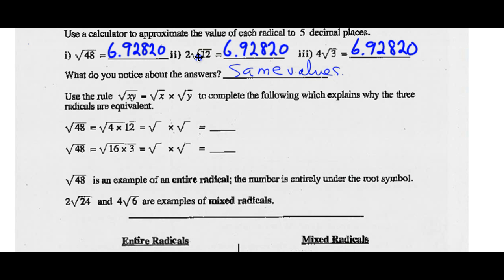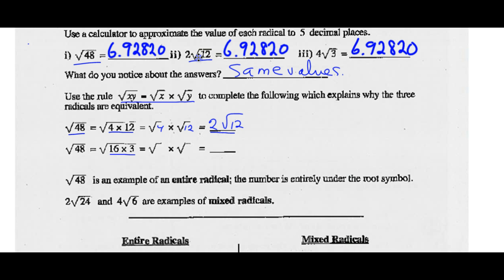Use the rule square root of xy equals radical x times radical y to complete the following, which explains why the three radicals are equivalent. Radical 48, well, 48 can be written as 4 times 12. And if I now use this rule, square root of 4 times square root of 12. And we know what the square root of 4 is. That's 2 square root 12. So radical 48 is the same as 2 radical 12. Yep, they got the same value up there.